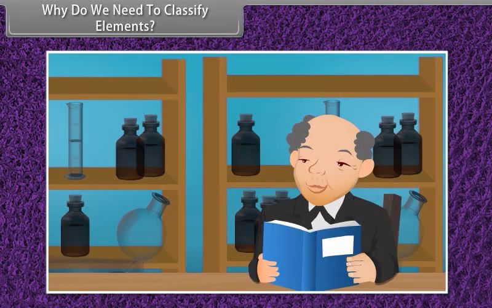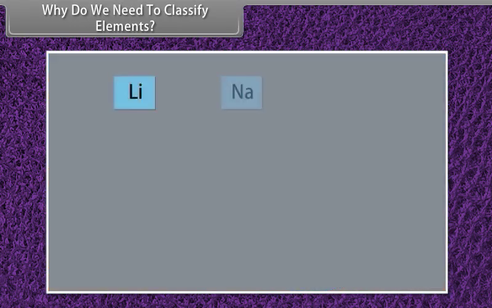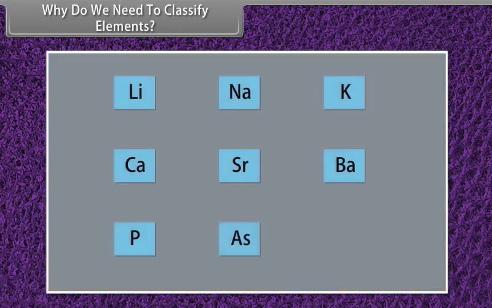Why do we need to classify elements? Before the beginning of 18th century, few elements were known. As time passes, a large number of elements are known, and today we know 114 elements, and now it becomes quite essential to classify them.